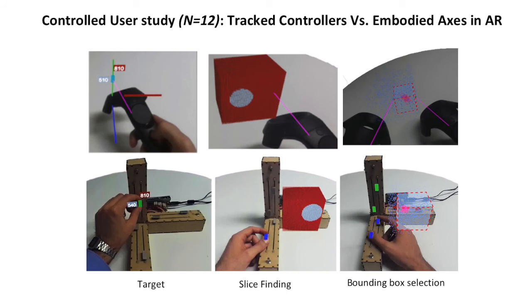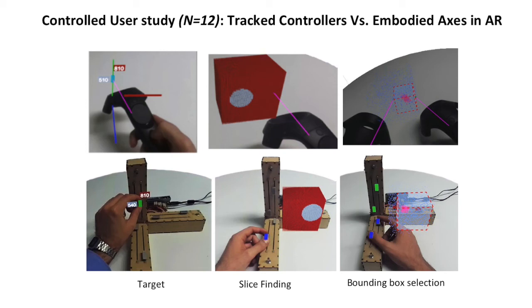To assess the performance that users can achieve with the embodied axes, we conducted a controlled user study. We compared the embodied axes to state-of-the-art 6DoF track controllers in an augmented reality environment. In this study, we tested 3 tasks: target selection, volume slicing, and 3D bounding box selection. These tasks were informed by the formative user study with domain experts.